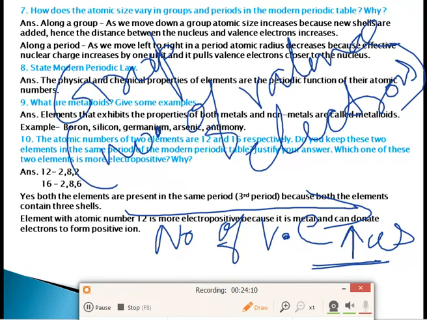About atomic size, we have already discussed. When you move from top to bottom in a group, atomic size increases. When you move from left to right in a period, atomic size decreases. About metallic character, the same trend is there. Along a period, metallic character will decrease, but along a group, metallic character will increase. If we talk about electronegativity, when you move from top to bottom in a group, electronegativity decreases. But when you move from left to right in a period, electronegativity increases.